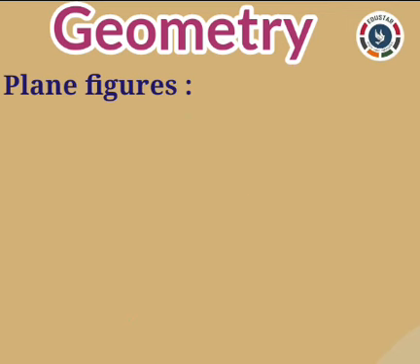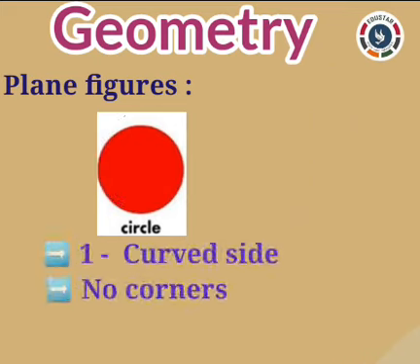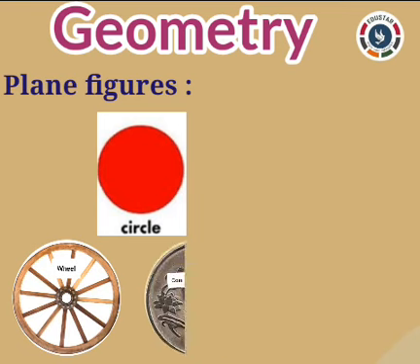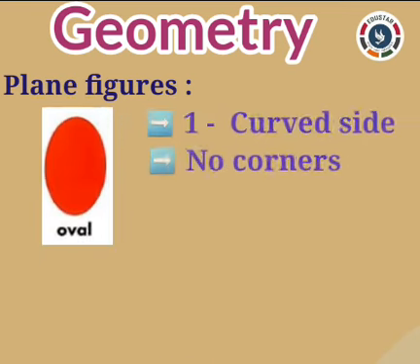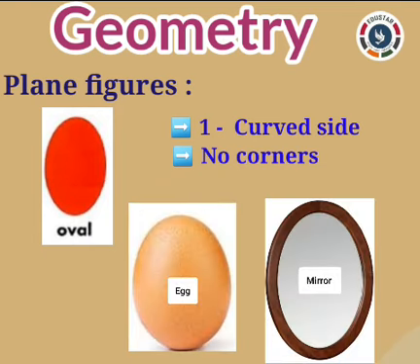The next two plane figures are circle and oval. These two plane figures have only curved sides. In these, the circle is a round shape. It has one curved side and no corners. Some examples are wheel, coin and so on. Like the circle, the oval also has one curved side. It has no corner. Some examples of oval are egg, mirror and so on.